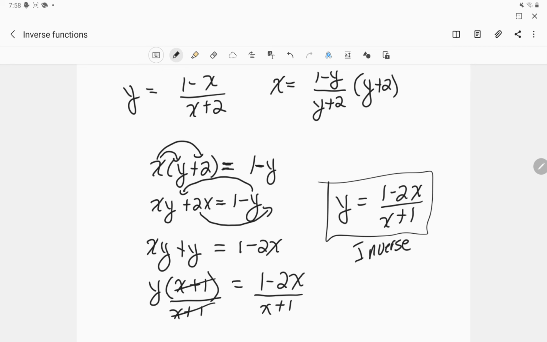This catches a lot of people. So I would, in your notes, put a little star beside this one because you're going to see it again.